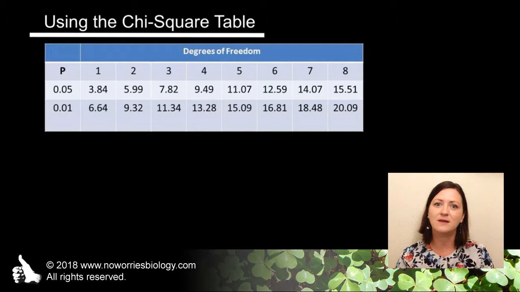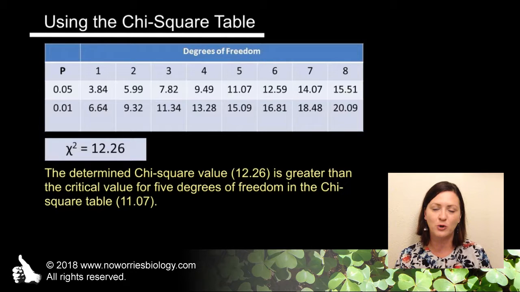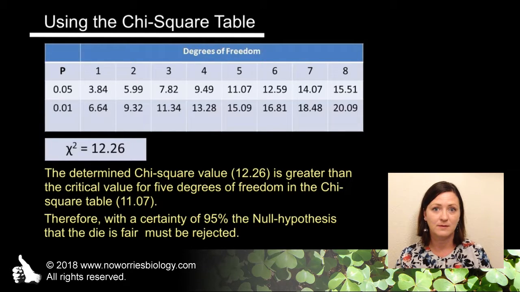Now, whenever the value determined for chi-square is larger than the critical value provided in the table, this means that we need to reject our hypothesis. In our case, chi-square equals 12.26. This value of 12.26 that we have determined for chi-square is larger than the critical value of 11.07 that is given in the chi-square table for 5 degrees of freedom and a p-value of 0.05. Therefore, our null hypothesis that the die under investigation is fair must be rejected with a certainty of 95%.